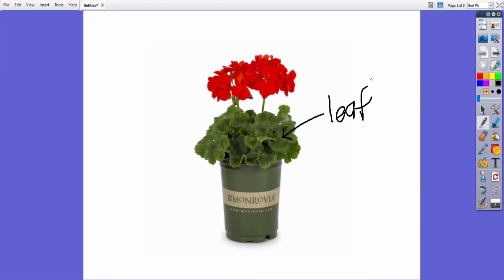Now, what color are the leaves? Green. Very good. Now, what part of the plant is that? The flower. Yes, that's the flower.